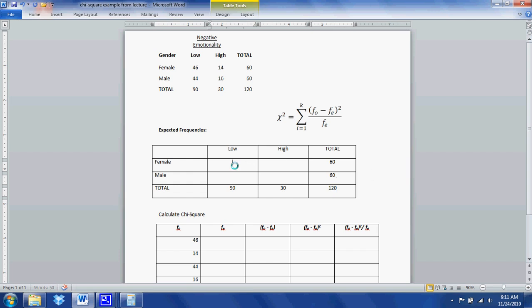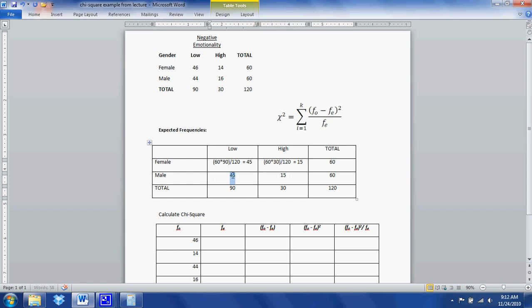So this particular FE for this cell would be the row marginal for the cell times the column marginal for the cell divided by 120. So we'd end up here with 45. The expected frequency for this cell is the row marginal times the column marginal divided by n, 120, and we'd end up with 15. Here, it's going to be 60 times 90 divided by 120, or 45. And here, it's going to be 60 times 30 divided by 120, or 15.